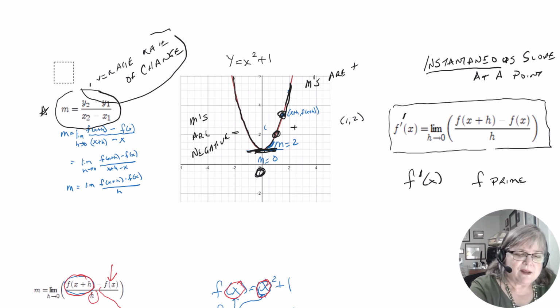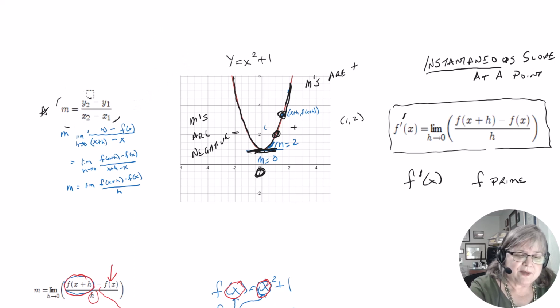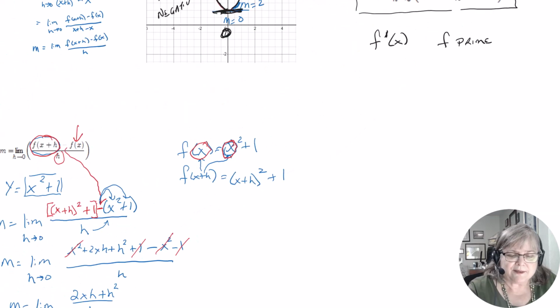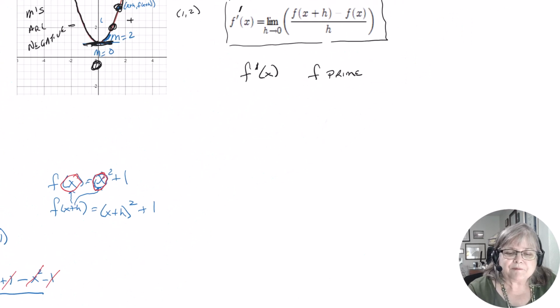Okay? If they say something about the derivative or the instantaneous rate of change, they are talking about this f of x plus h minus f of x over h as h goes to 0. And in future videos, we're going to find shortcuts on how to do this so we don't have to take quite this long to calculate it.